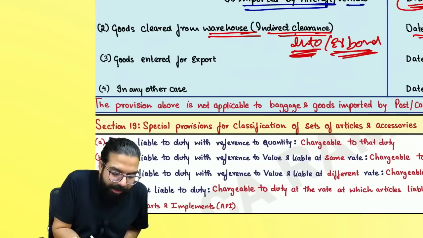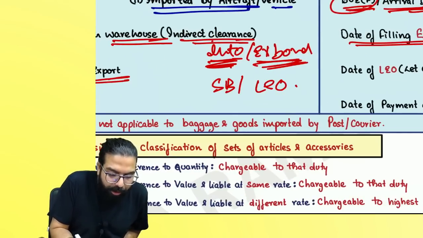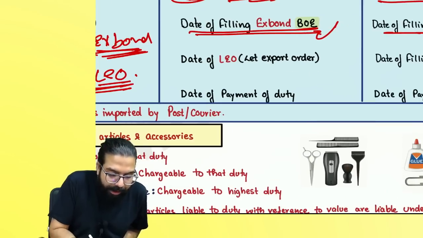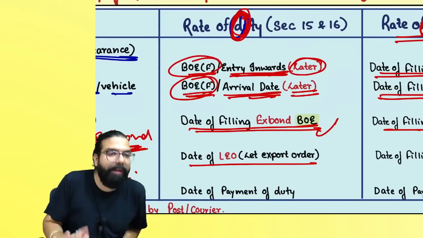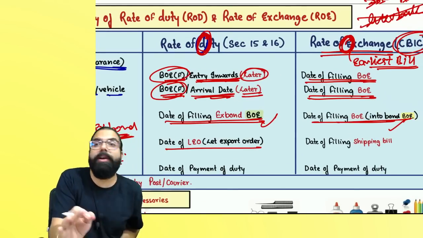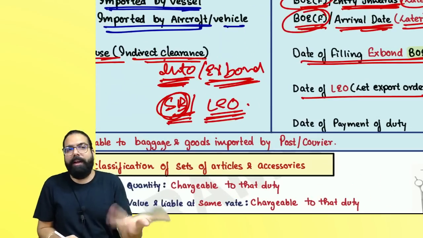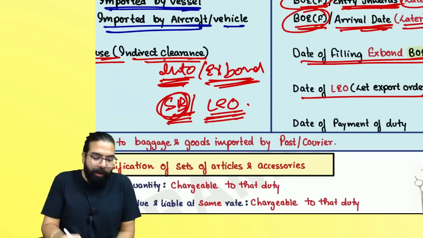The next one is in case of export. In case of export, first you file shipping bill and then you file late export order. Which is later, everyone? Which is deferred? Late export order, and hence it is late export order because duty is always deferred. And in the case of rate of exchange, it is the earliest bill, and earliest bill is the shipping bill. Are we clear? Late export order is not a bill at all. I hope this point is clear.